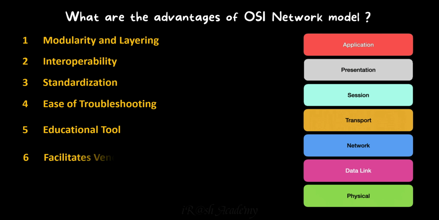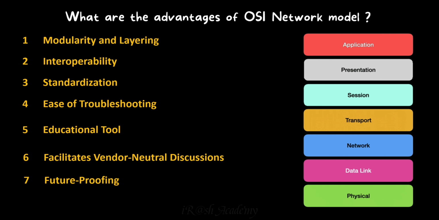Now point number 6, facilitating vendor neutral discussion. As an abstract model, the OSI framework allows for vendor neutral discussion about networking concepts. Professionals can discuss networking protocols and technologies without being tied to any particular vendor's implementation.